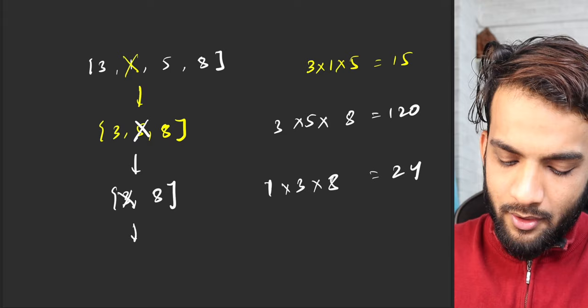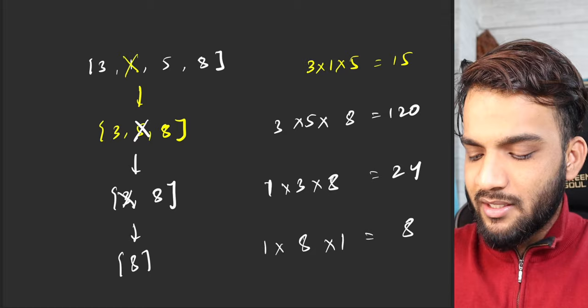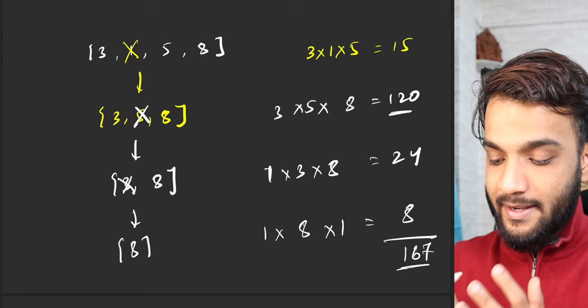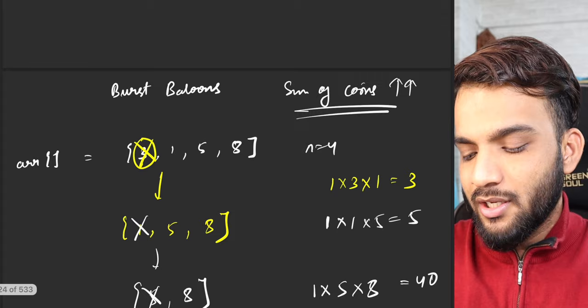Right after this, I have an 8, which means 1 on the left, 8 himself, 1 on the right, which is 8. So if I summarize this entire stuff, you get 120 plus something like, I think you'll get 167. Yeah, if you summarize this up, you'll get 167. This is the summation of coins that you're getting, and the question stated you have to maximize it.